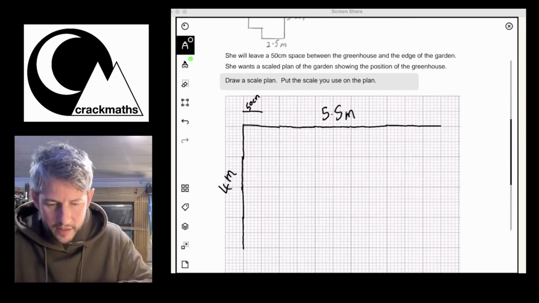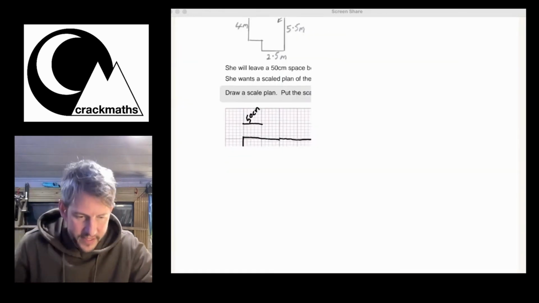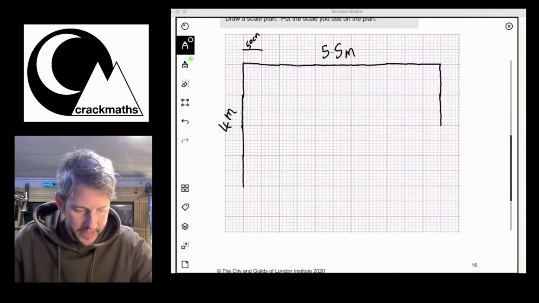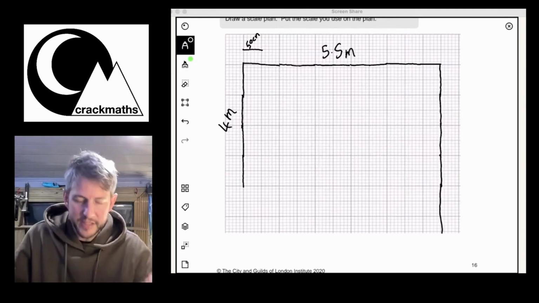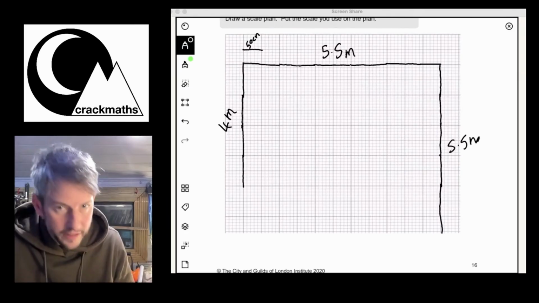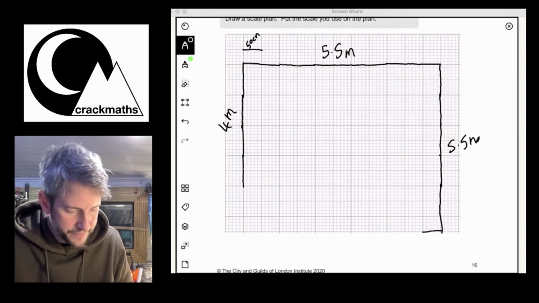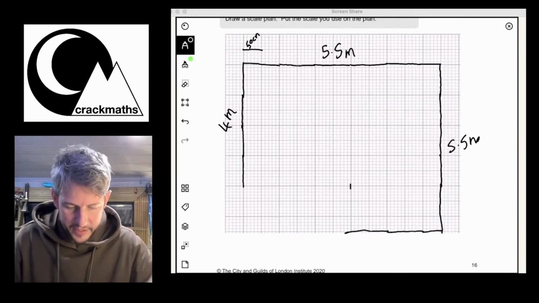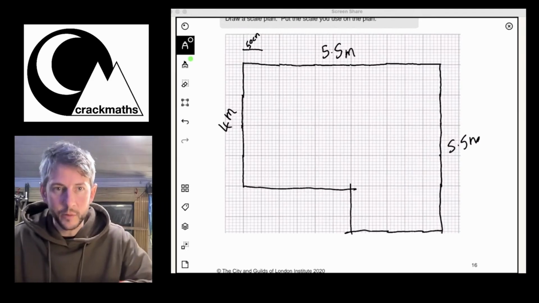Now I've got 5.5 meters going down there. So remember, each one of these is 50 centimeters. So we've got 1 meter, 2 meters, 3 meters, 4 meters, 5 meters, and 50 centimeters. So that's another 5.5 meters there. And then along here, I've got 2.5 meters. That's 50, and that's 1 meter, 2 meters. And then I can see from the sketch that I just join these bits up. Okay, so this is the sketch of the garden drawn to scale.